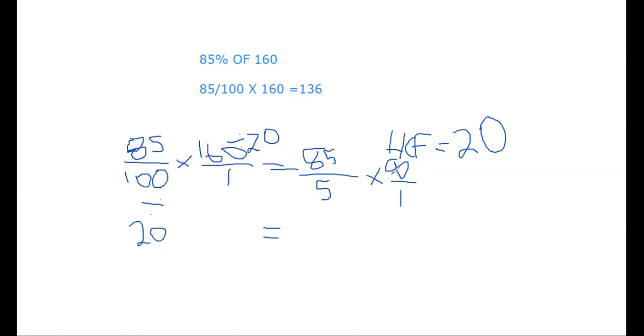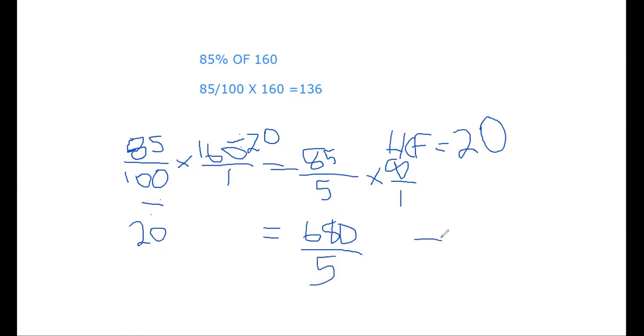85 multiplied by 8, it gives us what? Yes, it gives us 680. And then we will say 5 multiplied by 1. And I told you guys, any number multiplied by 1 is that particular number, which is 5 in this case.